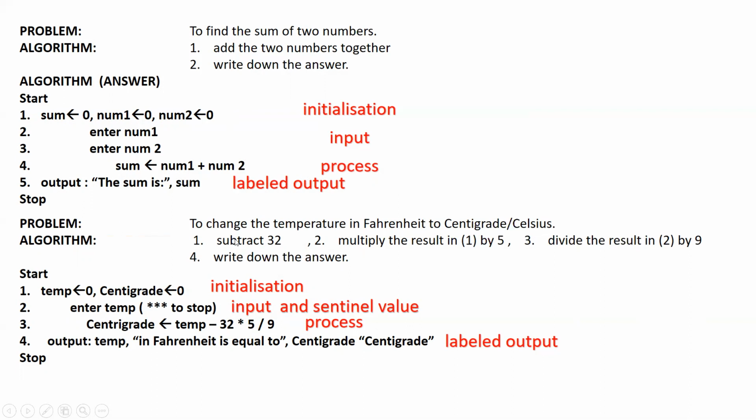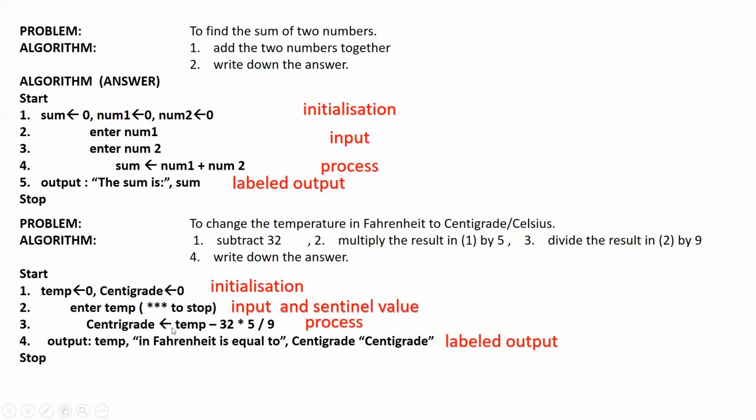Problem for Fahrenheit to Celsius or centigrade. We give temperature an initial value of 0 and centigrade an initial value of 0. We enter temperature. We use any method that the user can use when they use a computer program. That can be escape, cancel, star, any key. And that will enable the person to stop the program before the program started. I will look at sentinel values in deeper context a little later. So this is the input stage together with the sentinel value.